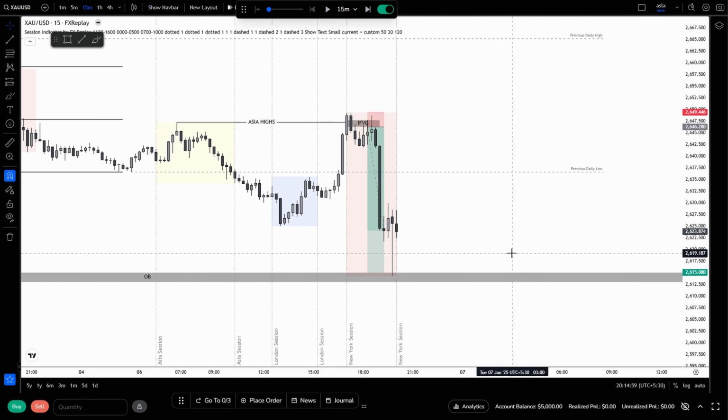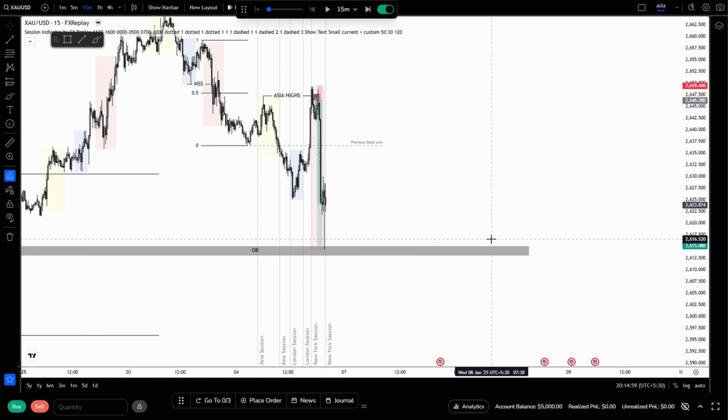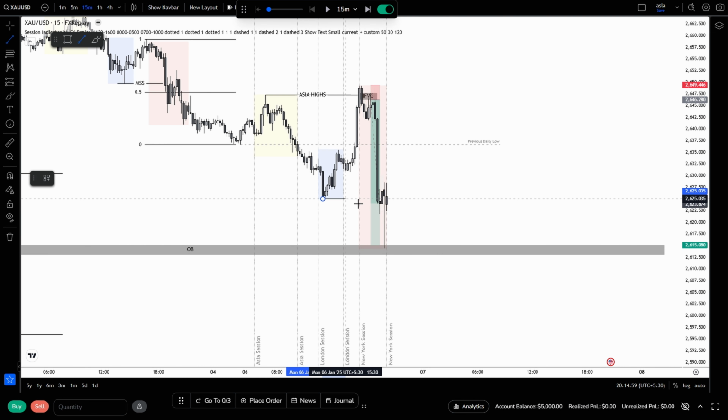Price moves into the 4-hour order block and successfully fills it. At the same time, you can also see that price sweeps the London session lows. This confirms that London session liquidity is being taken during the New York session, exactly as expected within this model.